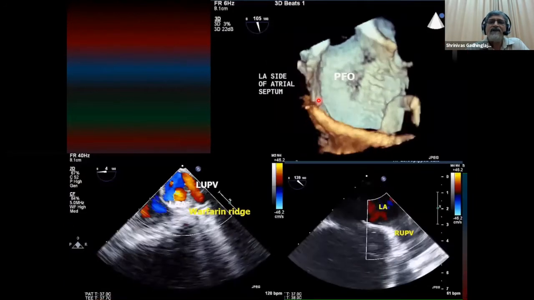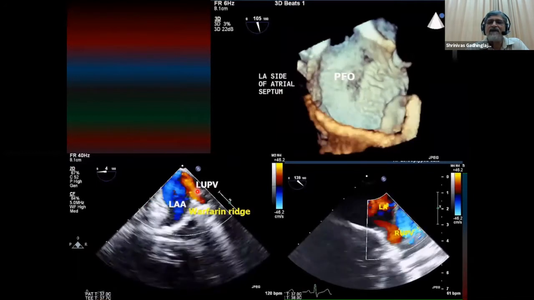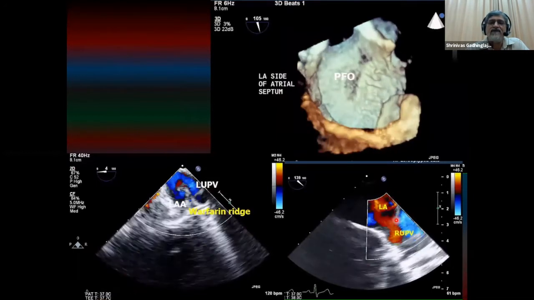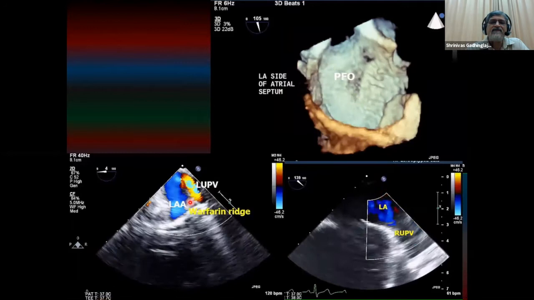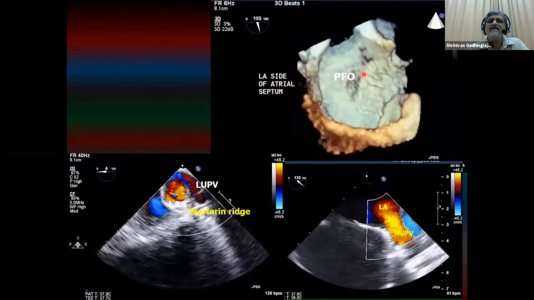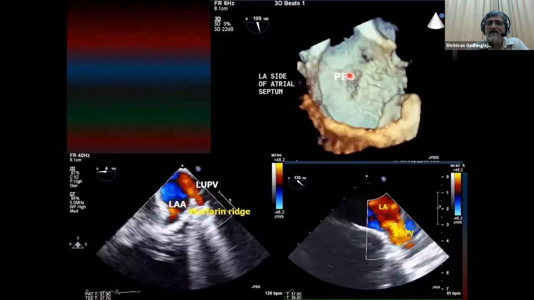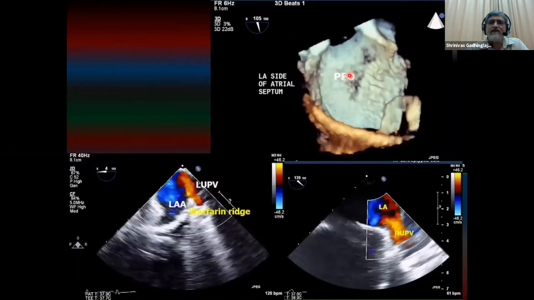Now, how to identify the left atrium? The left atrium can be identified by the opening of the pulmonary veins. So, the left and right pulmonary veins open in the left atrium. There is a Coumadin ridge and a left atrial appendage. If you have 3D echo, you can see the valve of the PFO from the left atrial side. So, these are the features of the left atrium. This is how we can identify the left atrium.